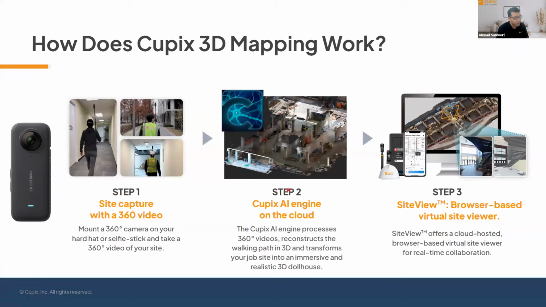And then the next step: when you upload that data to our system, our AI engine processes this 360 video and reconstructs the walking path that you did in 3D, mapping that out in a 3D map viewer from the 360 photo frames. It then transforms it into footage that is a fully immersive and realistic 3D dollhouse, similar to the one that you can see here on step 3, which mainly utilizes our cloud-based web browser platform to navigate and use for different use cases that we'll be talking about in a sec.